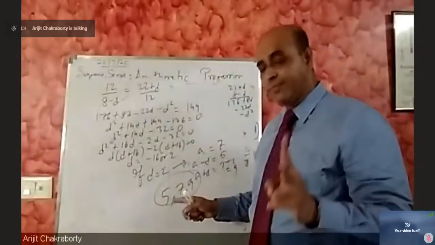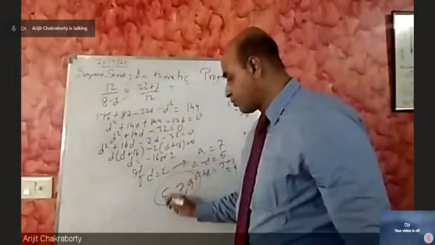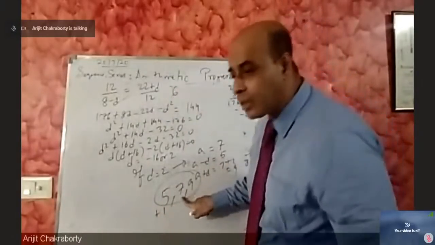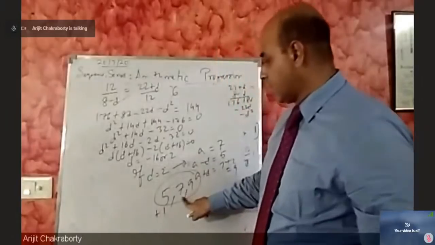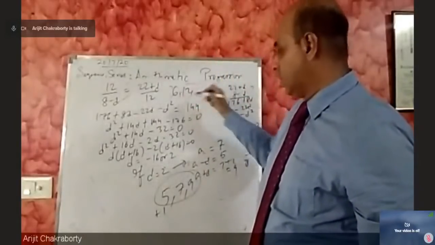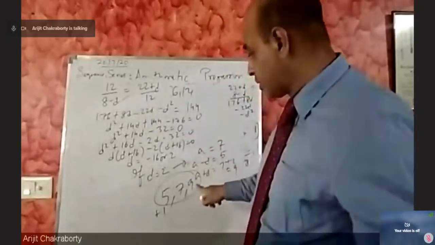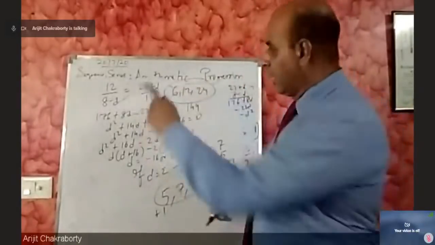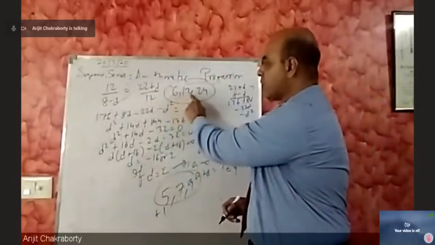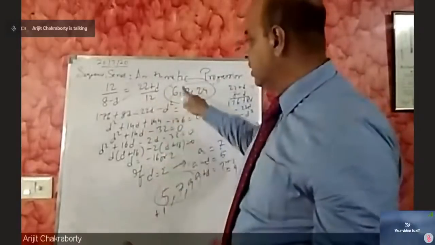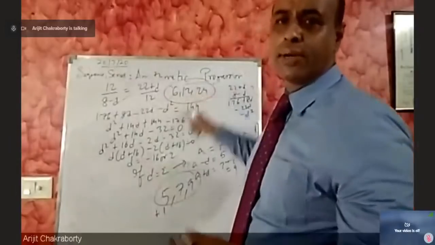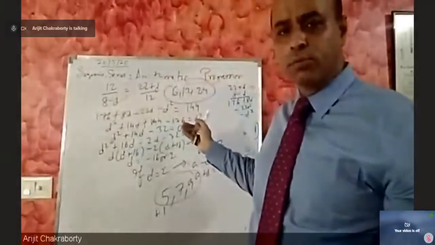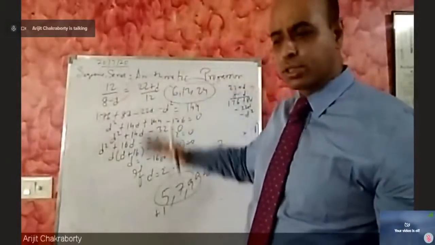Okay, so 5, 7, 9 is an AP. If you add 1 to the first number, 5 plus 1, it becomes 6. If you add 5 to the second number, 7 plus 5 is 12. And if you add 15 to the third number, 15 plus 9 is 24. Then they will become a GP. Have they become a GP? 6, 12 and 24. Yes, it's a GP. 6 into 2 is 12, 12 into 2 is 24. So the common ratio is 2. So we have done this numerical correctly. This was a cross check.